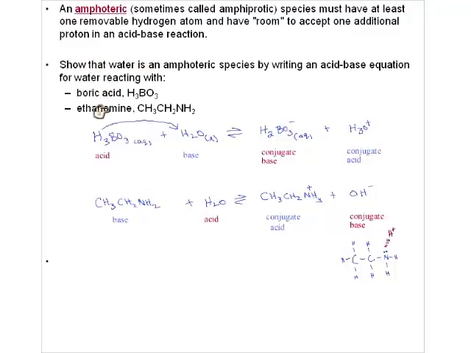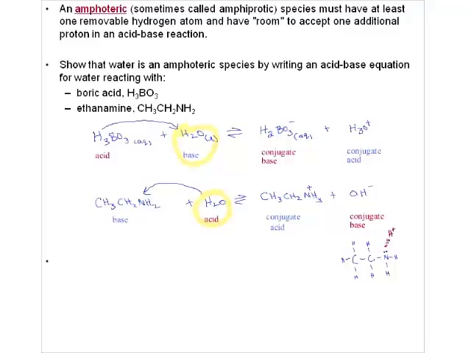So we're showing that water can be amphoteric. Not so much these. These are not the ones that are amphoteric. H3BO3 can only be an acid. Ethanamine can only be a base. All right, but what we've just shown you is the fact that water is acting as a base in that reaction, and it's acting as an acid there. It's amphoteric.